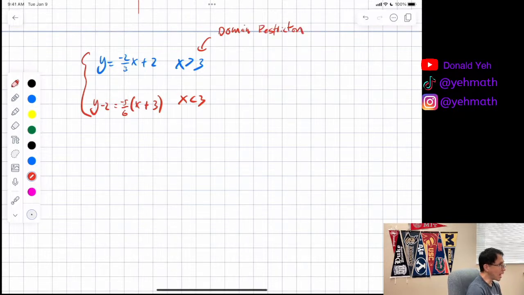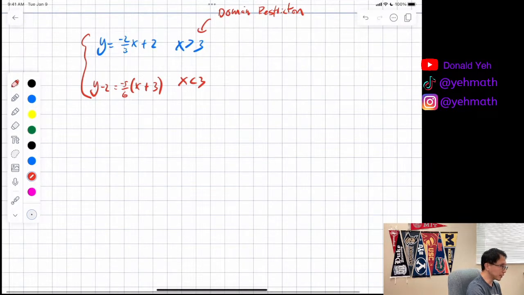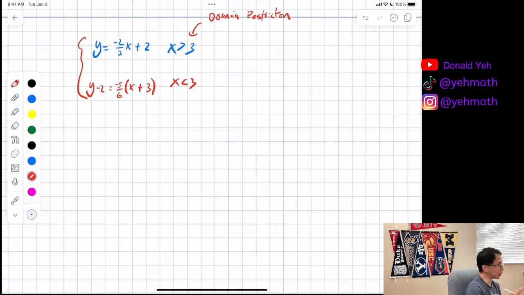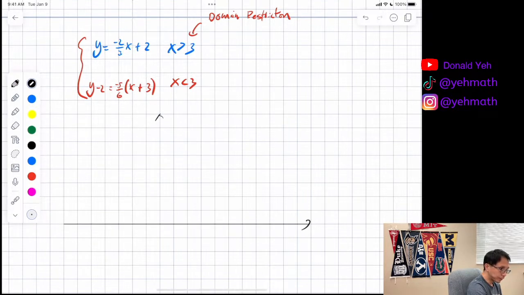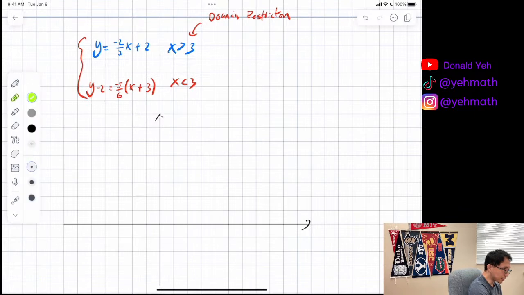So even with a line, you can have a higher level of difficulty. You can see, oh, okay, now I'm gonna create a domain restriction. So what I'm gonna do is I'm gonna draw this graph here. And I'm gonna shade a thing. I'm gonna use a color pencil here. I'm gonna shade that this part is gonna belong to the blue part of the graph.